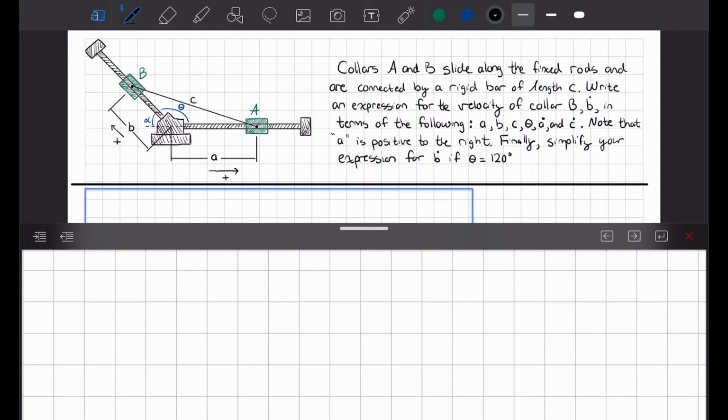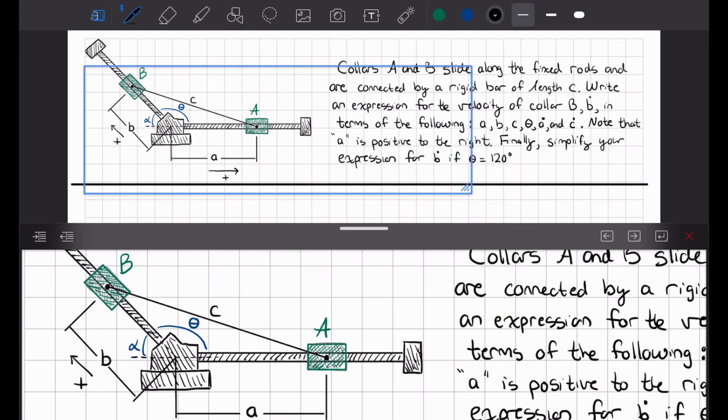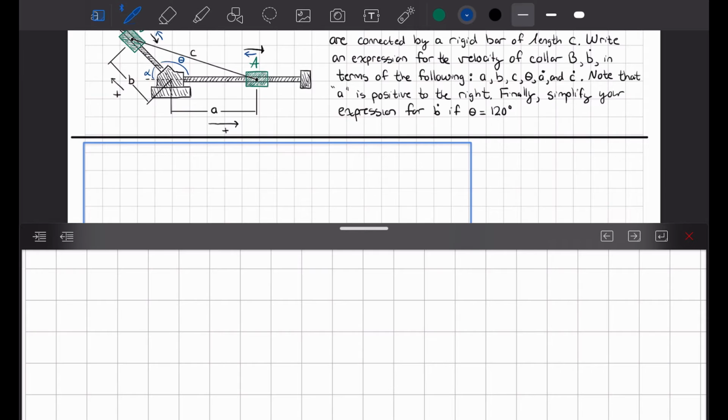And then finally, it's asking us to simplify our expression for B dot if given the specific theta value of 120 degrees. Okay, so if we're looking at this problem, we know that we're going to have some kind of equation that is going to relate all of our geometrical parameters. You can imagine that if we have collar A and we push it to the right, it's going to pull collar B down, and vice versa. If I push collar B up, it's going to pull collar A to the left because they are constrained by the rigid bar C.